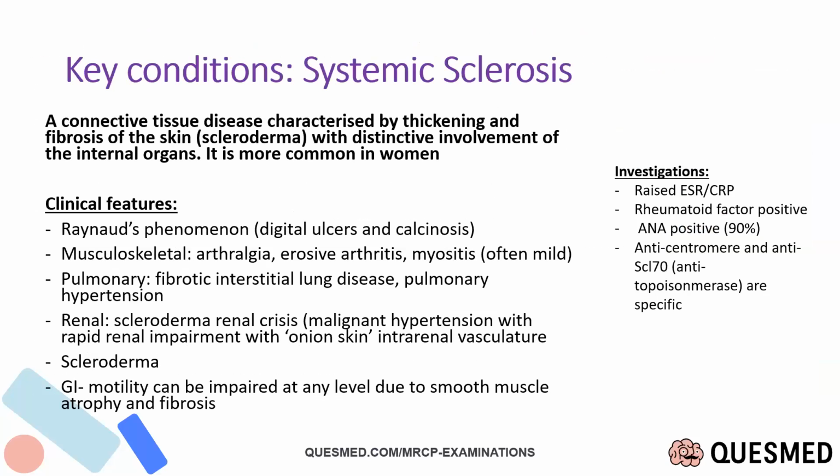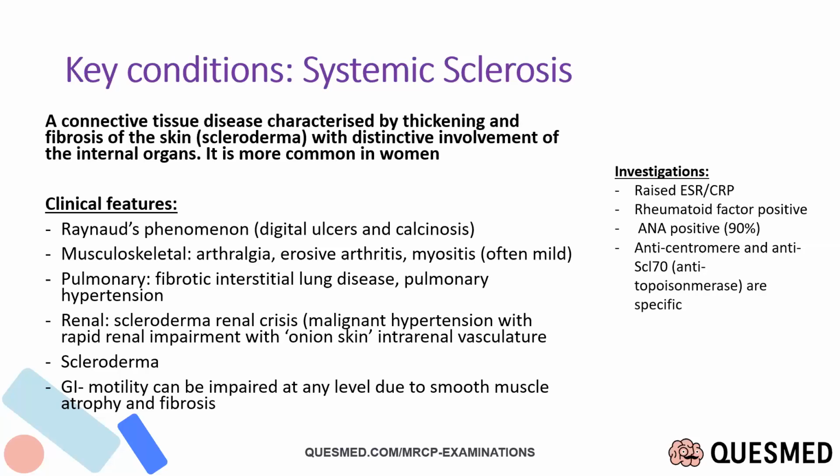So systemic sclerosis, this is another connective tissue disease, and this is characterized by the thickening and fibrosis of the skin. So that's the scleroderma part. And then you can get this distinct involvement of certain organs. It's more common in women.